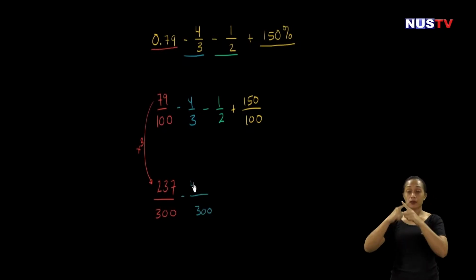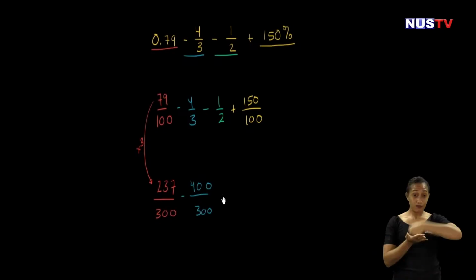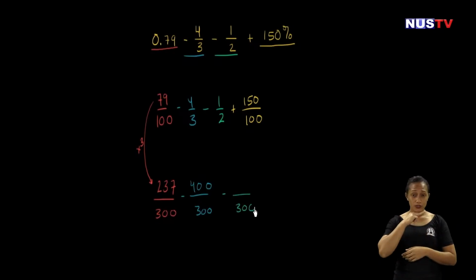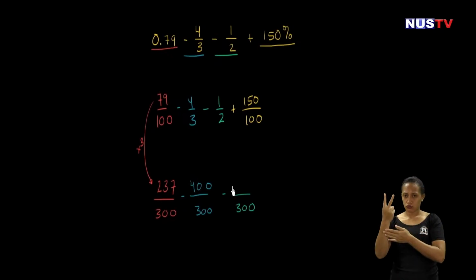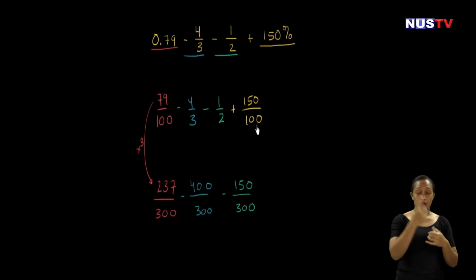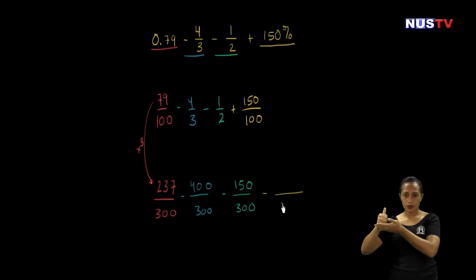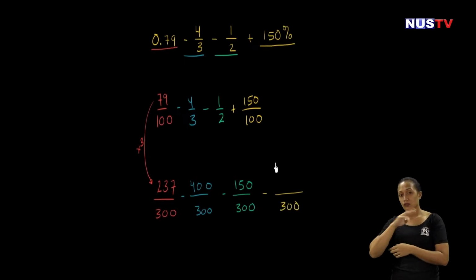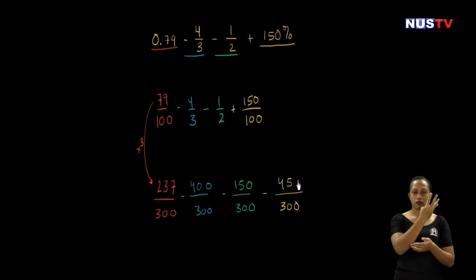Now, 4/3. Well, to get the denominator to be 300, we have to multiply the denominator by 100, so we have to multiply the numerator by 100 as well. 1/2, if our denominator is 300, we multiplied the denominator by 150 to go from 2 to 300, so we have to multiply the numerator by 150. And then finally, 150 over 100, well, we're multiplying the denominator by 3 to get to 300, so we have to do the same thing in the numerator. So 3 times 150 is 450.